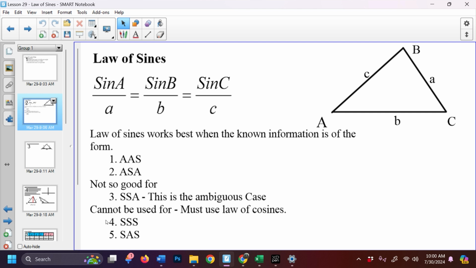Now, the configurations that cannot be solved using the law of sines are if you're given three sides, so little a, little b, and little c, or if you're given side, angle, side, so two sides, say side a and side b with the included angle C. You must use the law of cosines, and we will address that in the next lesson.